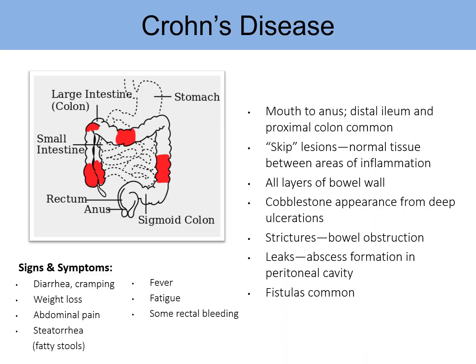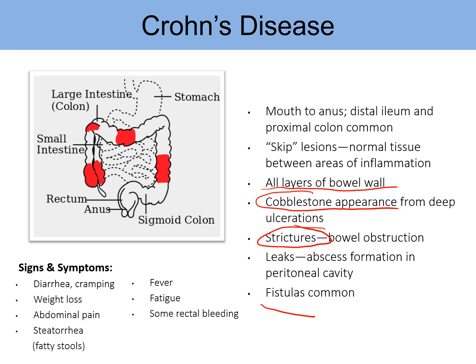All right, so here is Crohn's disease. Again, mouth to anus. Lesions skip normal tissue between areas of inflammation. This affects all layers of the bowel wall. Oftentimes, the mucosa of the GI tract will look like cobblestone as a result of deep ulcerations. The most common complication of Crohn's disease is stricture, which can lead to bowel obstruction. So that recurrent inflammation can also lead to fistulas and leaks.